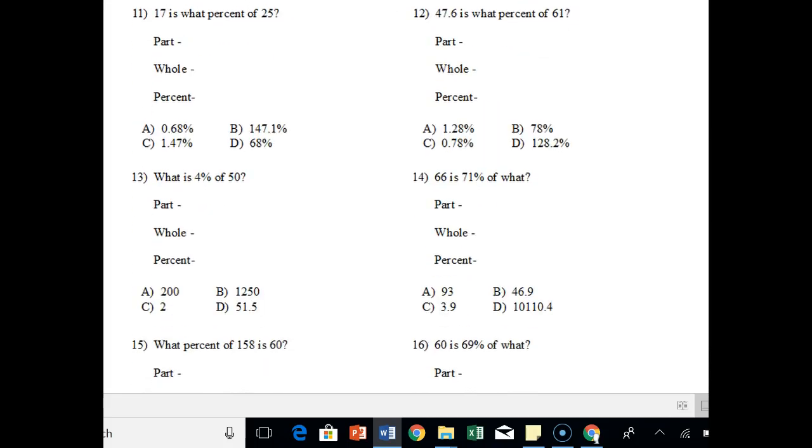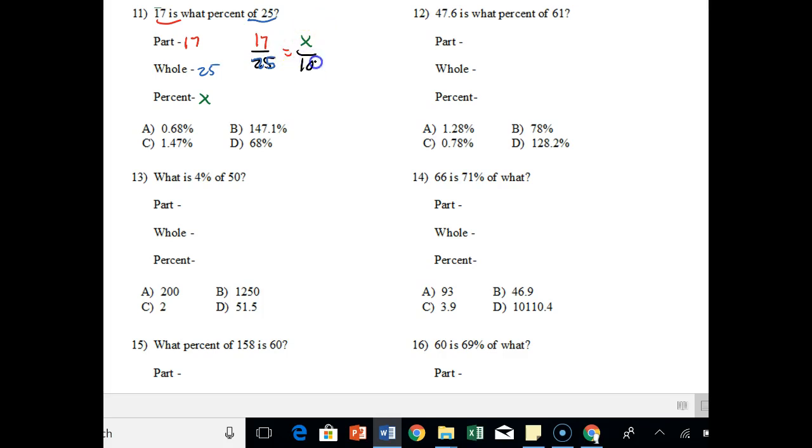Right? Number 11, it says 17 is what percent of 25? Again, notice there's no percent sign anywhere. There's the word percent, but there's no percent sign. So we're missing our percent. 17 is, that's our part. And of 25, that's our whole. Right? So I have 17 over 25, over 25 equals x over 100.